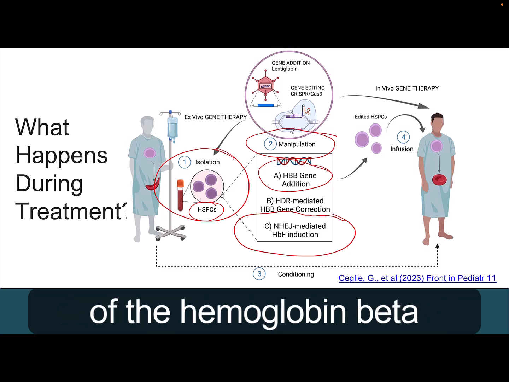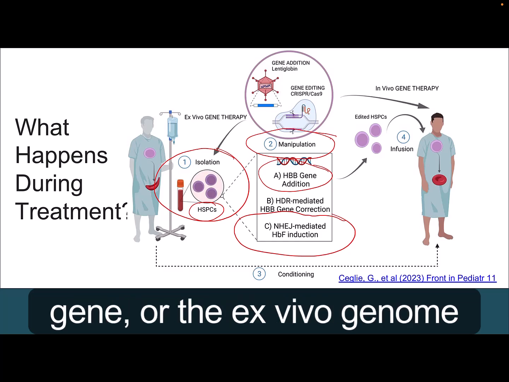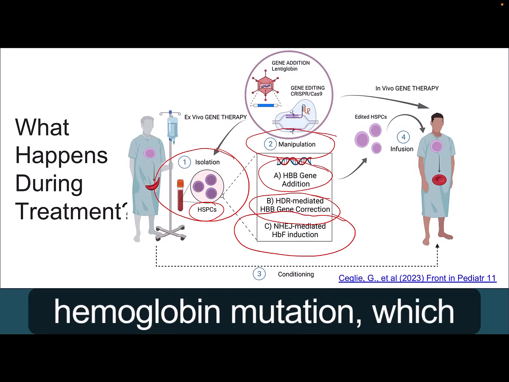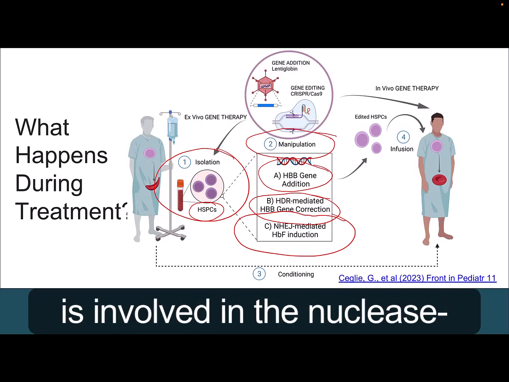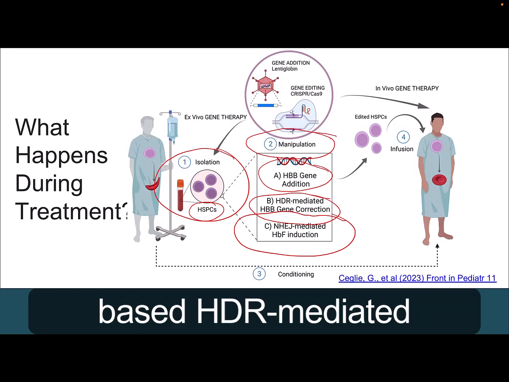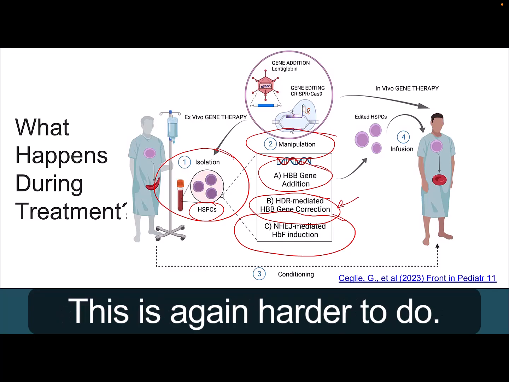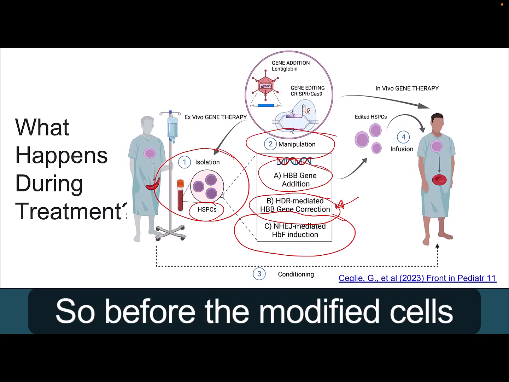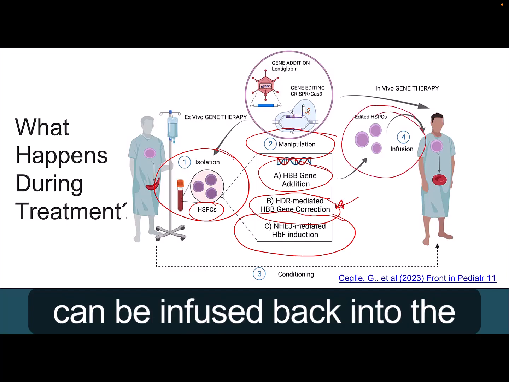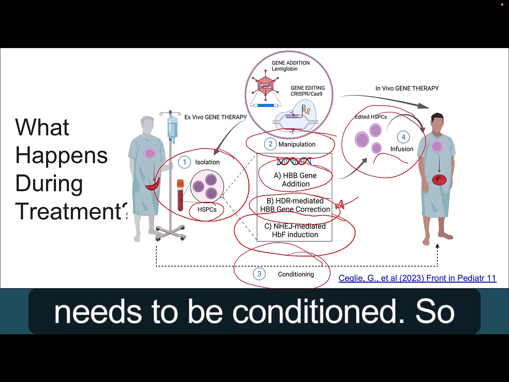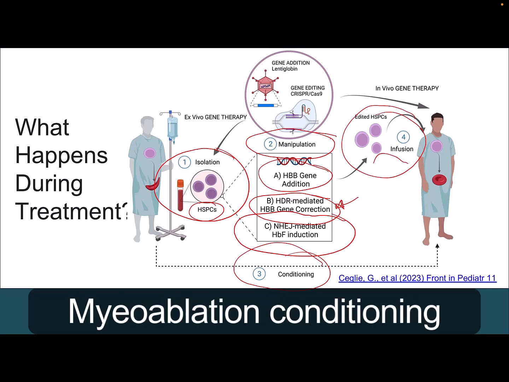Other strategies could also include the ex vivo gene addition based on a virus-mediated delivery of a functional copy of the hemoglobin beta gene, or the ex vivo genome editing of the beta hemoglobin mutation, which is involved in the nuclease-based HDR-mediated correction of the HBB gene. This is again harder to do. So before the modified cells can be infused back into the patient, the patient actually needs to be conditioned. So what does that mean?